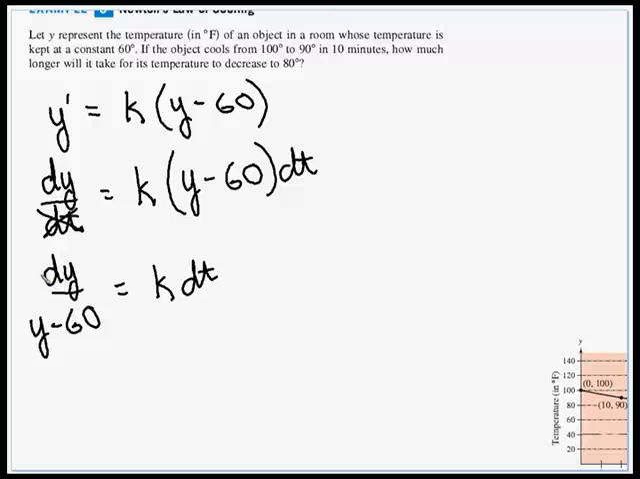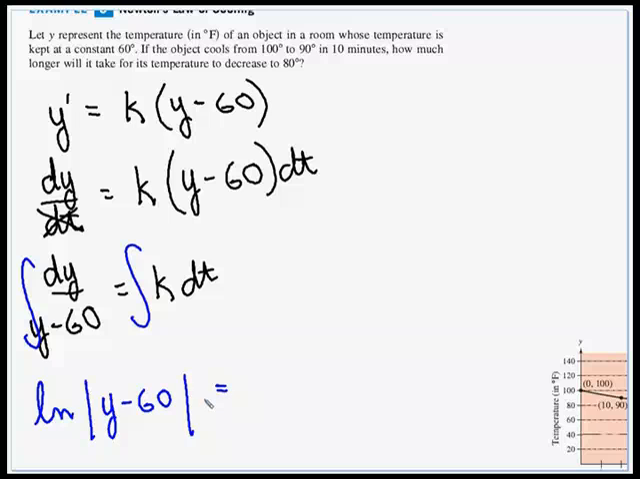K is just a number. Over here we have our y's and our dy's. So let's integrate both sides. When we integrate over here, we have a function in the denominator. The derivative is its numerator. So that is going to be the natural log of the absolute value of the denominator, y minus 60. On the other side, when we integrate k with respect to t, we're going to get kt plus an arbitrary constant, c1.